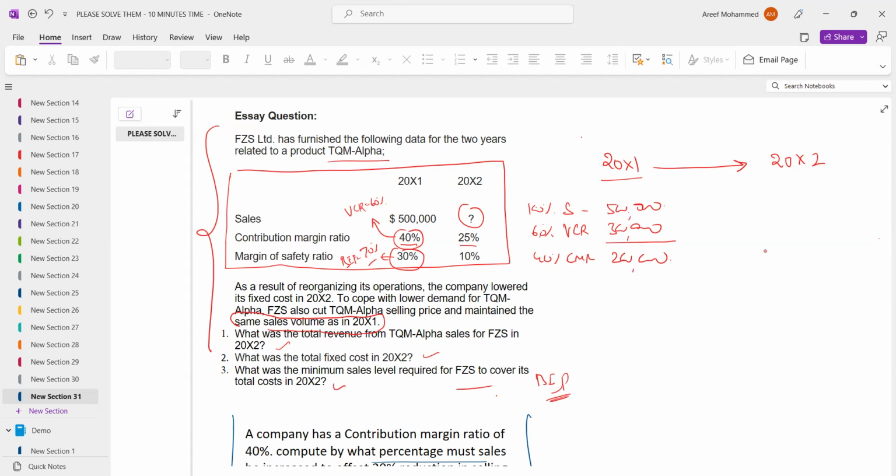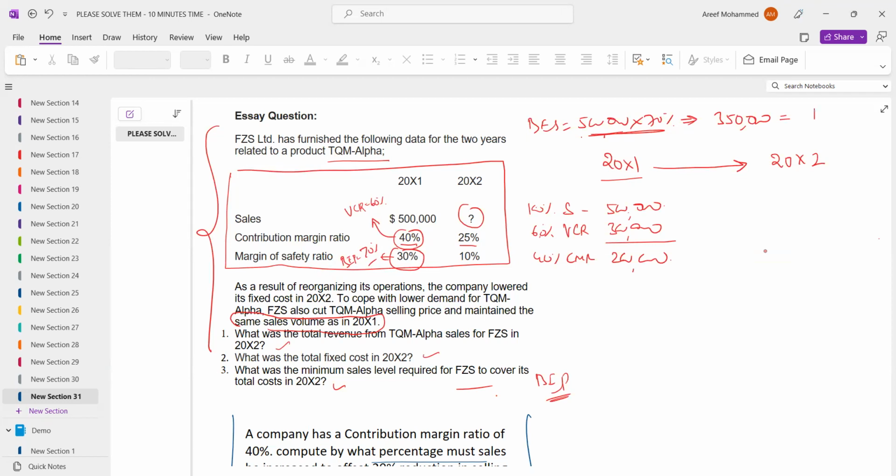Could you please tell me what is the break-even sales value? 500 is our total sales, right? If 70% is break-even sales, what is the break-even sales? 500 into 70%. What is my break-even sales in total? 350,000.